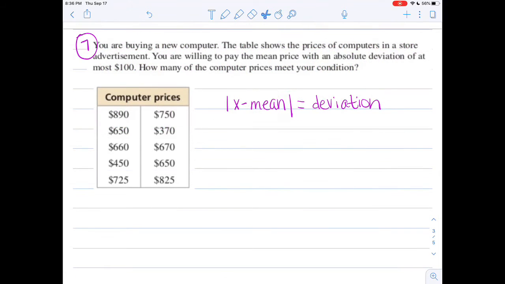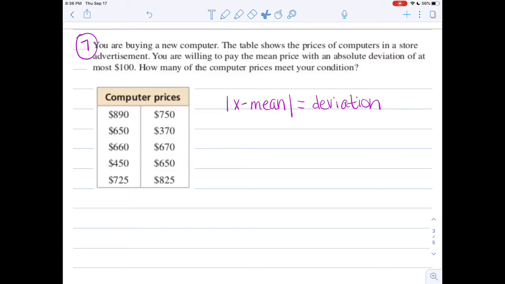Let's look at one final example, and this is kind of one of those real world word problem examples. You're buying a new computer. The table shows the prices of computers in a store advertisement. You're willing to pay the mean price, so the average, with an absolute deviation of at most $100. We'll talk about what all that means in a second. We want to know how many of the computer prices meet this condition.